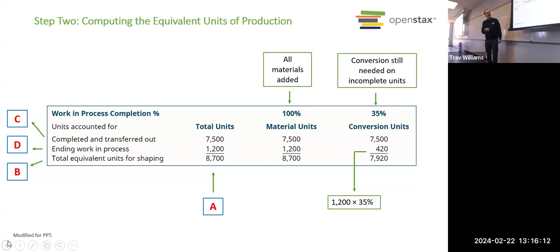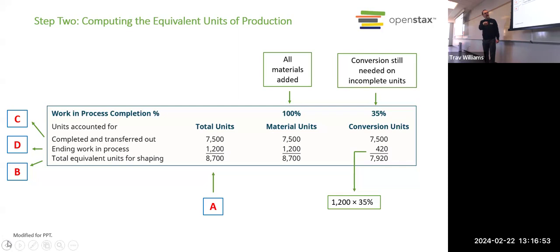We just take that percentage that we were given, multiply it by the number of units that are in process, and that gets us what? Well, what do we call it? Starts with an E. Equivalent units for conversion. Sometimes you'll hear equivalent units for materials, but we know the equivalent units for materials is always the same as the total, so don't really worry about that. What we care about is equivalent units for conversion, because that is going to be a different number.